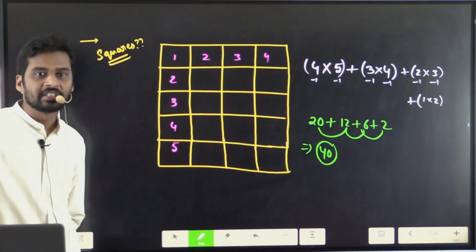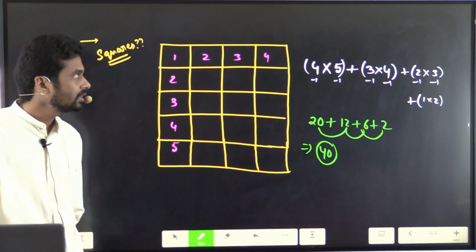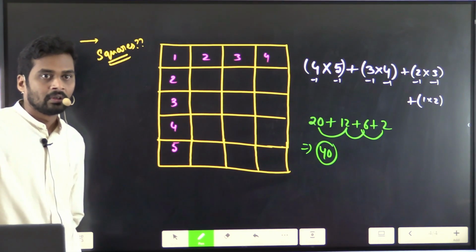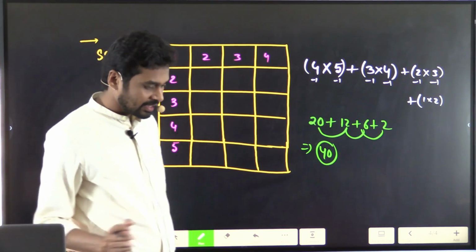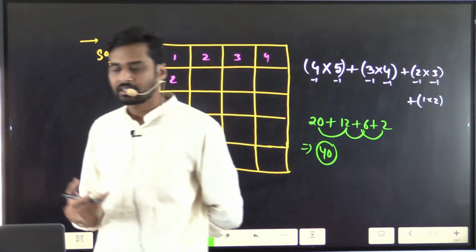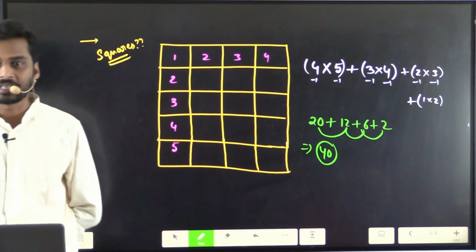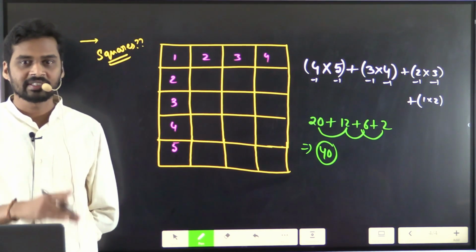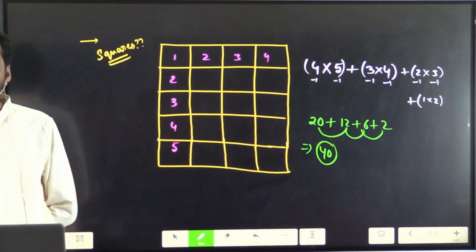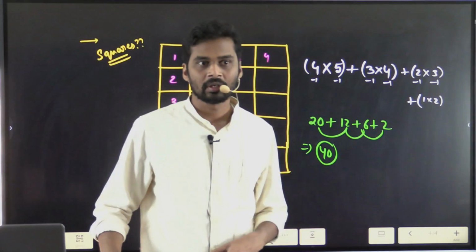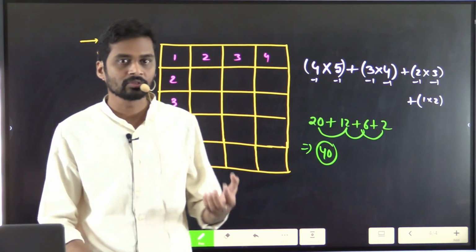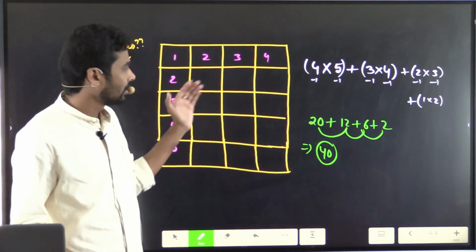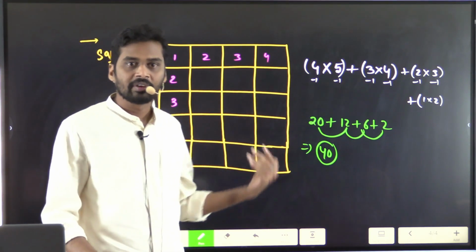The logic is the number of horizontal boxes into vertical boxes. Even if the number of horizontal and vertical boxes are the same, we take the same condition and express it as squares. Otherwise it is 3 into 3 plus 2 into 2 plus 1 into 1. So likewise, any problem given to us to find the number of squares is the same as when the number of horizontal and vertical boxes are the same.